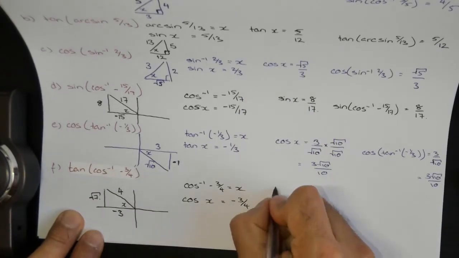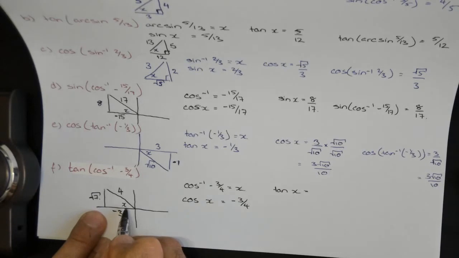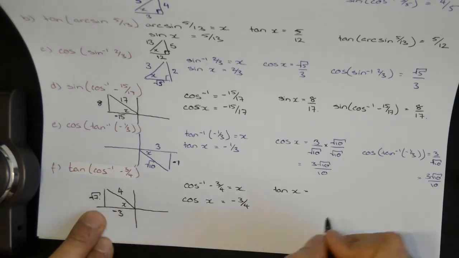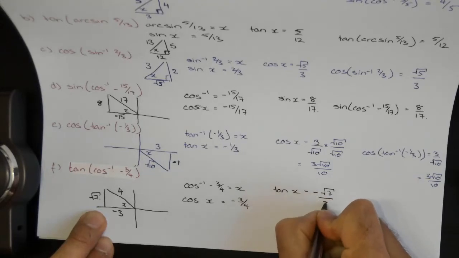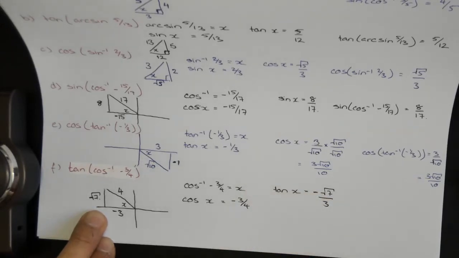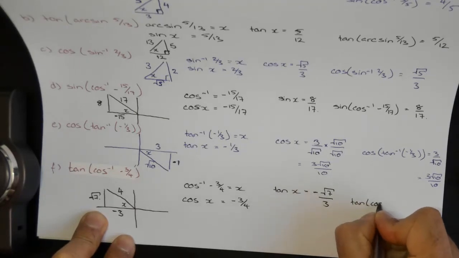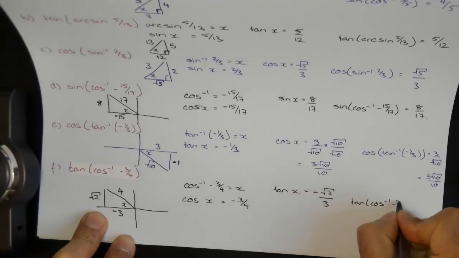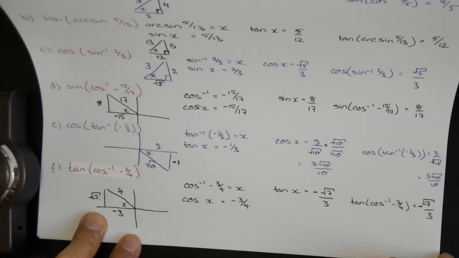And so what we want is tan of x. So that's opposite over adjacent. So square root 7 over negative 3. So the solution to tan of inverse cos of negative 3/4 is negative square root 7 over 3. Okay.